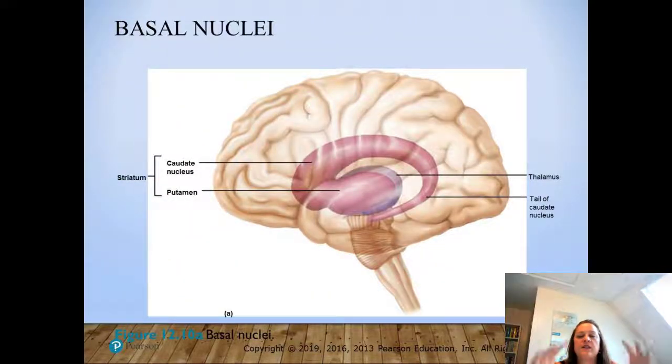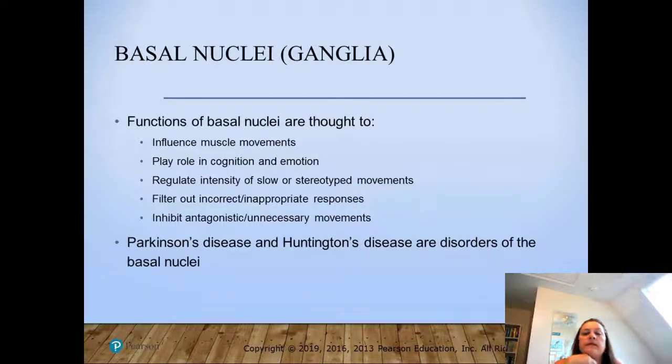Then just deep to that, so we had the gray matter, the white matter, and now we're into the basal nuclei. The basal nuclei have a shape that looks very similar to the ventricles of the brain, right? The basal nuclei include the caudate nucleus and the putamen, and it has a roundish shape. What's the point? We're not exactly sure, but they're thinking it's involved in influencing muscle movements, playing a role in cognition, intensity of movement, and inhibiting incorrect or inappropriate responses. So it's sort of a control system for what's going on.